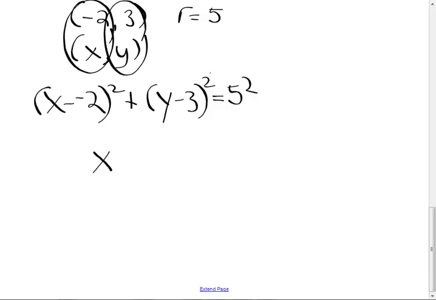What if I have this? x plus 3 squared. Yep. That's it.